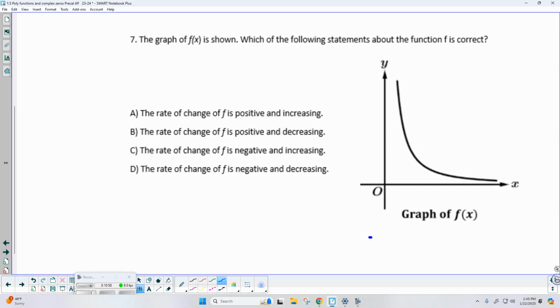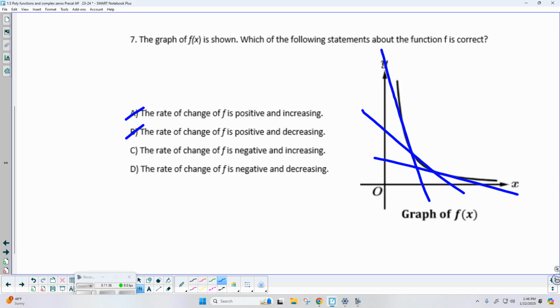Now, let's just talk about the slope itself. This is a curve, so the slope is constantly changing. So how would we find the slope at an exact location? What have we been using? Starts with a T. Tangent lines. If I start drawing some tangent lines all the way around, every single one of those lines is dropping to the right. So we're dealing with a negative slope. That immediately eliminates A and B. Now we just have to figure out if it's increasing or decreasing.